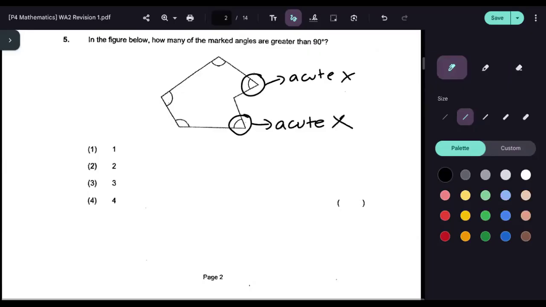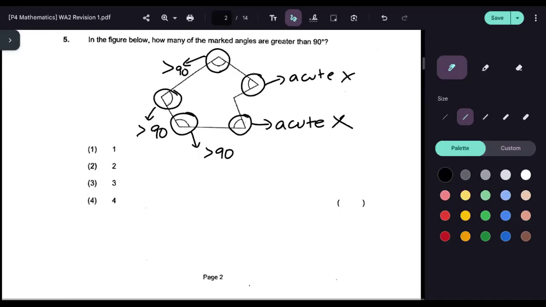Okay, so this is not correct as well. Now, in the exam, you may rotate your screen. Like right now I'm rotating my screen. This one over here is bigger than 90. Okay, so this is greater. So this is bigger than 90. This one is bigger than 90 as well. This one is also bigger than 90.